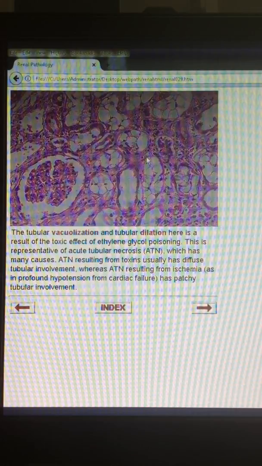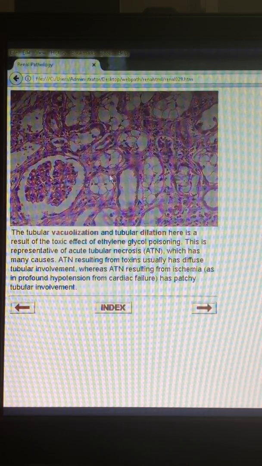Compared to this picture, they are diffuse. These are all tubules, with diffuse involvement of the tubules, and there is vacuolization of the epithelium lining the tubules with dilatation of the tubules. So a diffuse process with acute tubular necrosis goes with toxic acute tubular necrosis. Most likely a toxic effect due to ethylene glycol poisoning.